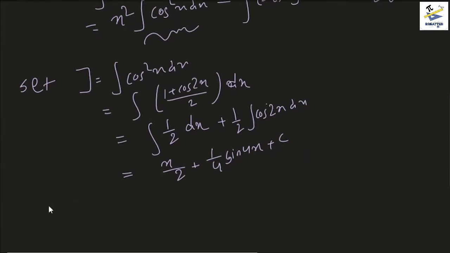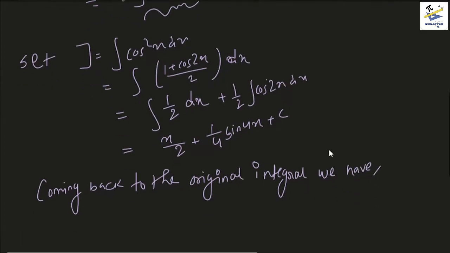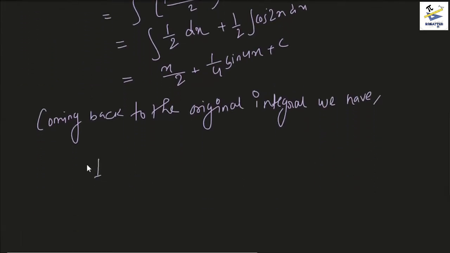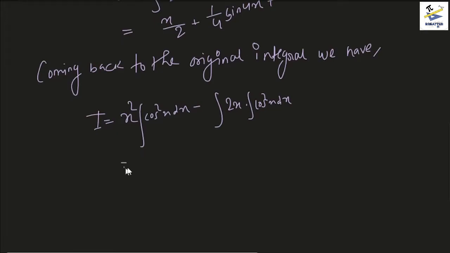So coming back to the original integral, we have I equals, so let me just write down what we had before, x square into cos square x dx. Now I'm going to put the value of the integral of cos square x dx, and I'll explain after I solve the problem.